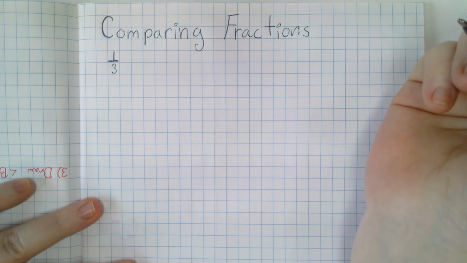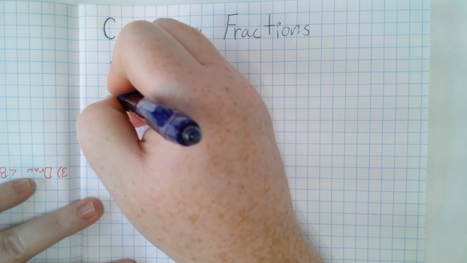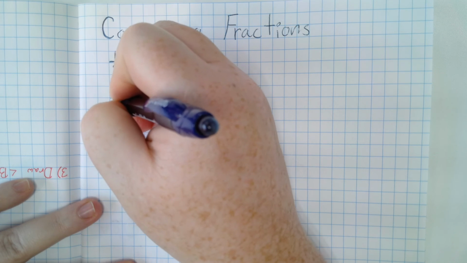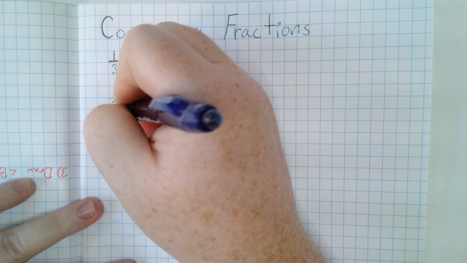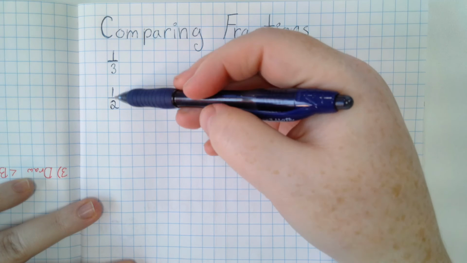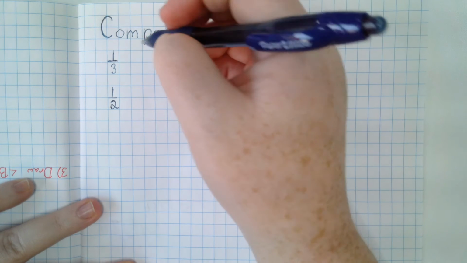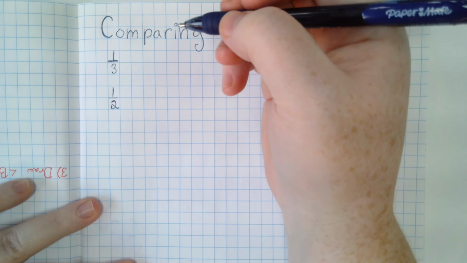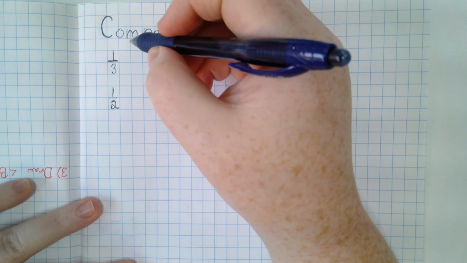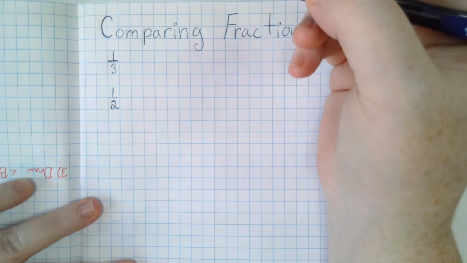And when we look at two fractions side by side, for example here we have 1/3 and 1/2, we'll sometimes want to ask ourselves, which one is bigger? Is 1/3 bigger? Is 1/2 bigger? To do this, we can do a couple of different things. One way is to compare those two numbers by using some type of model.